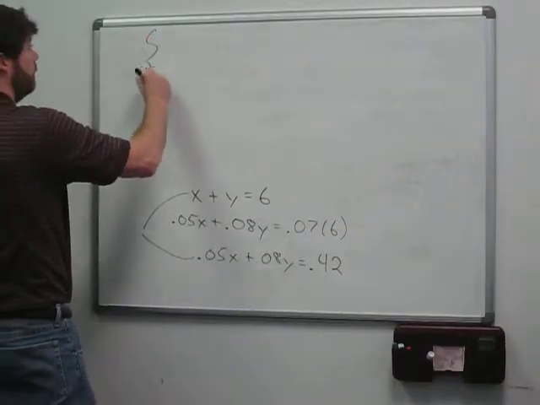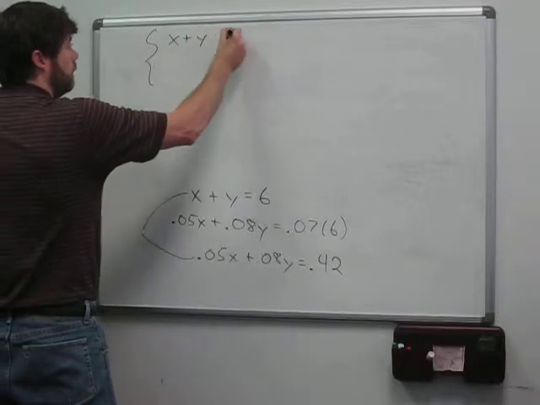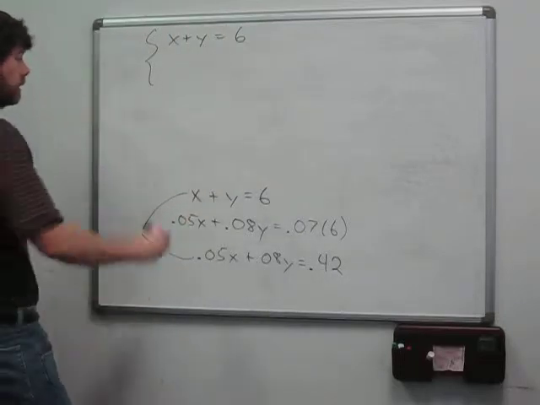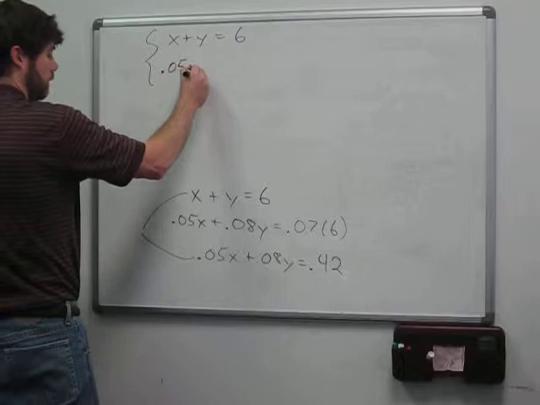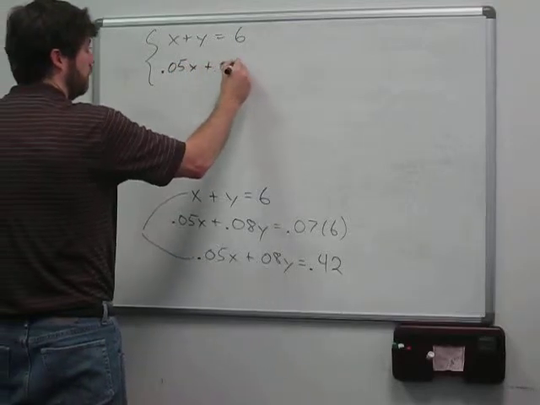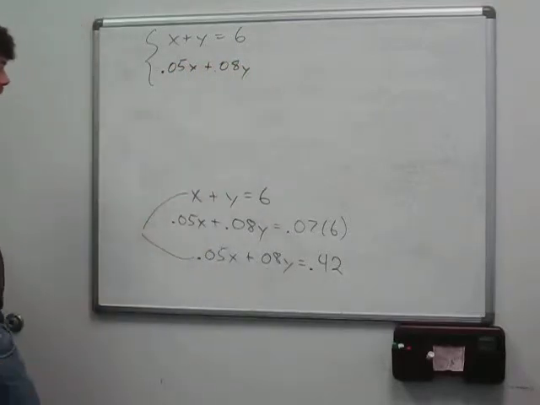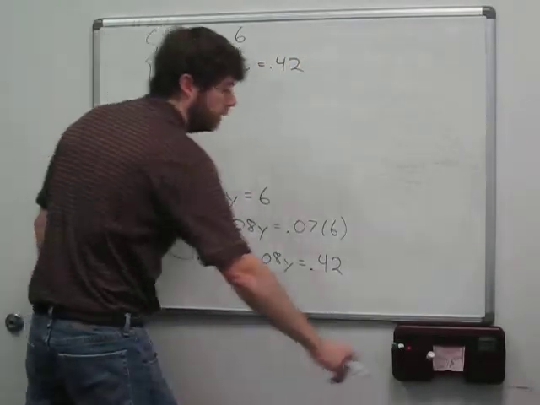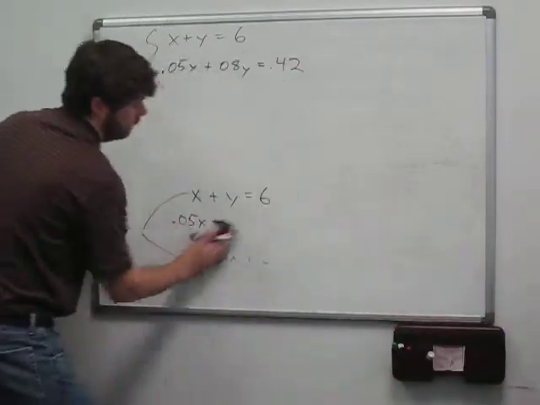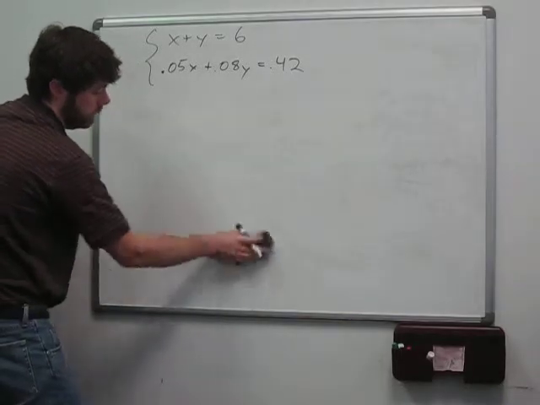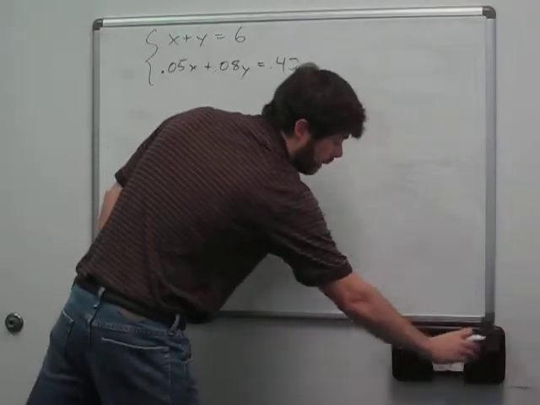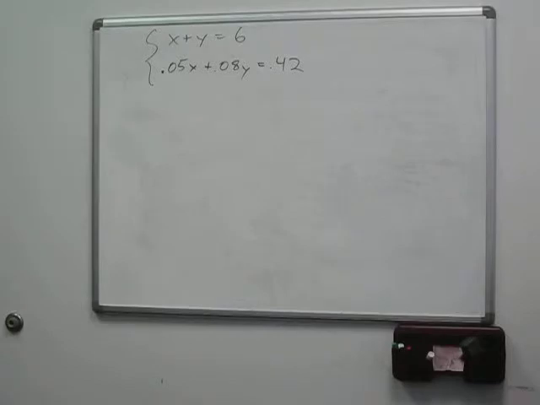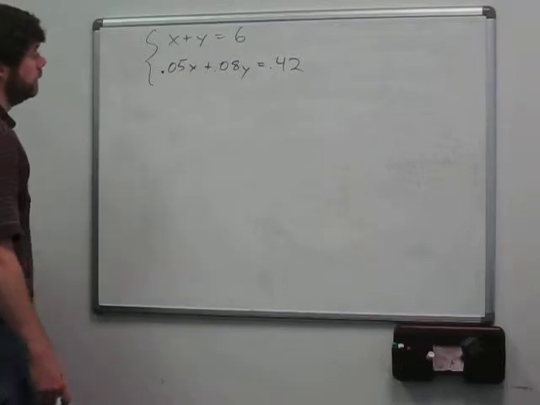So we have x plus y is equal to 6, 0.05x plus 0.08y equal to 0.42, and this system is easy enough to solve using either substitution or the elimination method. Let's go ahead and use substitution.